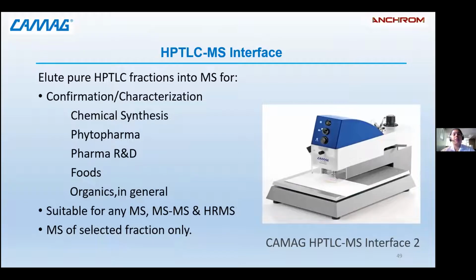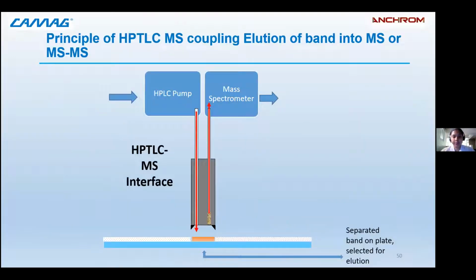Then we have the HPTLC MS interface. It is used for confirmation and characterization, chemical synthesis, phytopharma, pharma R&D, food, and organic study. It is mostly suited with the MS interface or HRMS, MS for selected fractions only. This is the schematic of how TLC MS is coupled with the MS.